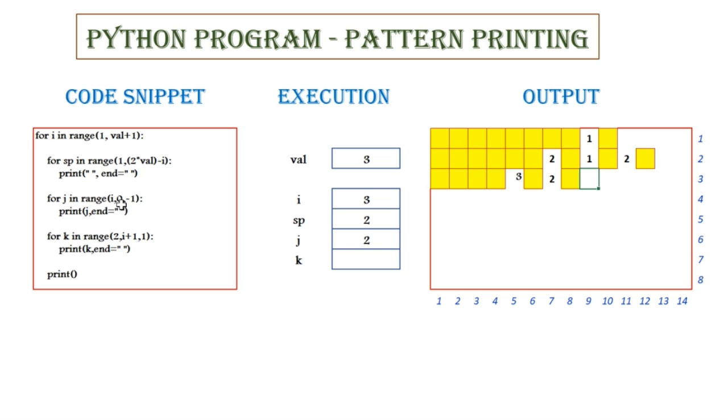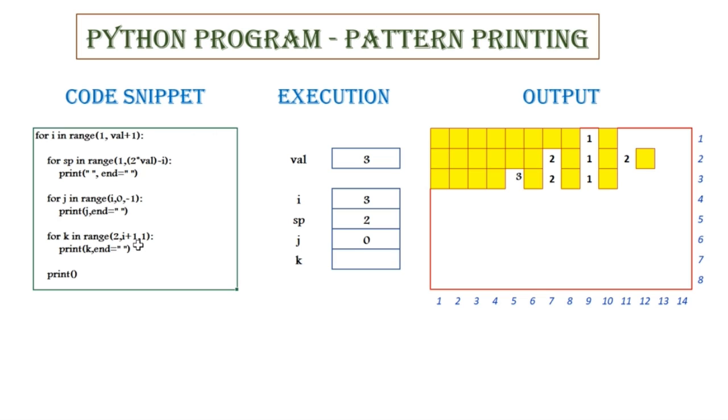Next, the value of j is going to be 1. So I'm going to print 1 followed by a space. Next, if I increment this by minus 1, next the value of j will be 0. So the control comes out of this nested for loop and it goes to the next for loop where it is for k in range of 2 comma I plus 1.